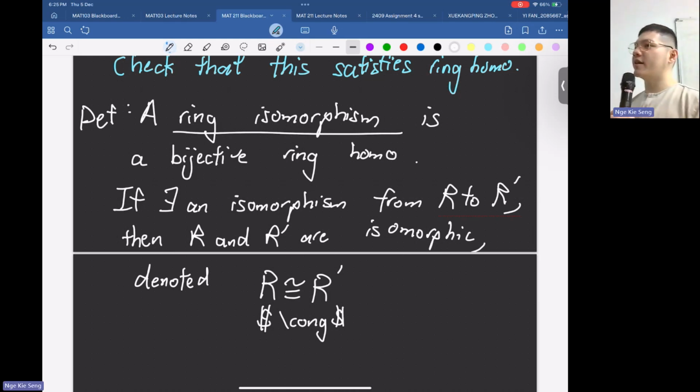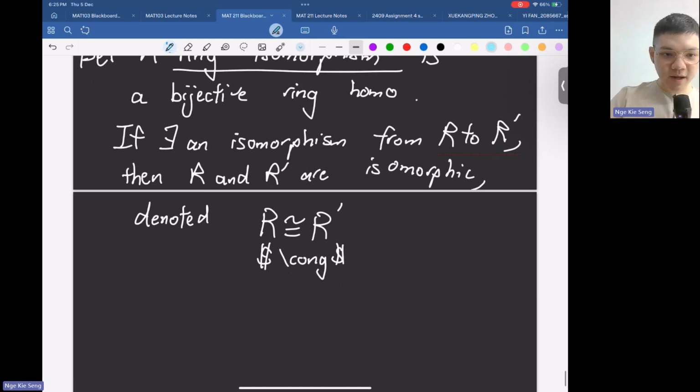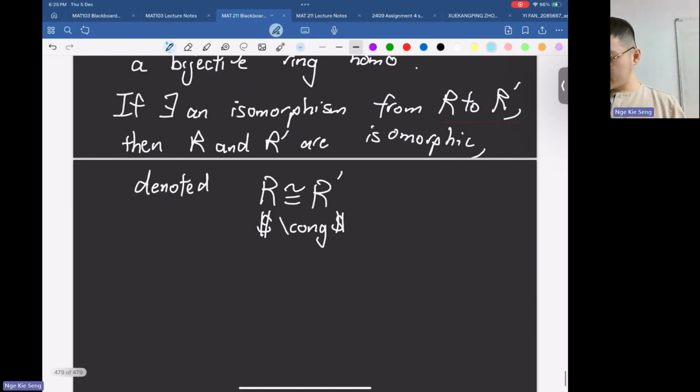So you can also prove that ring isomorphism forms an equivalence relation, and then you will have equivalence classes. Okay, before we jump to the next part, let me ask you a question.